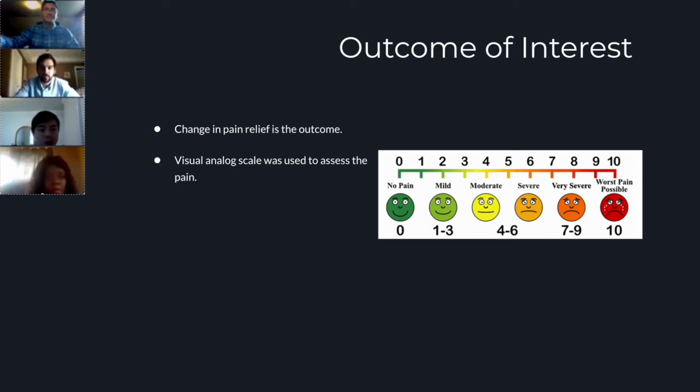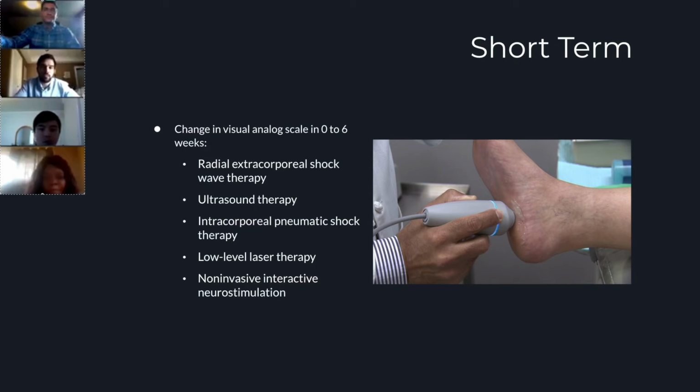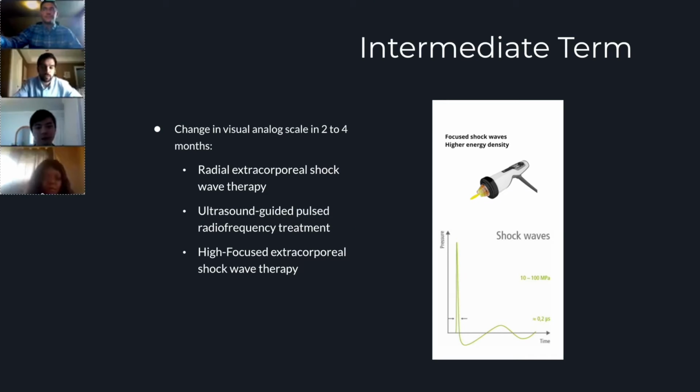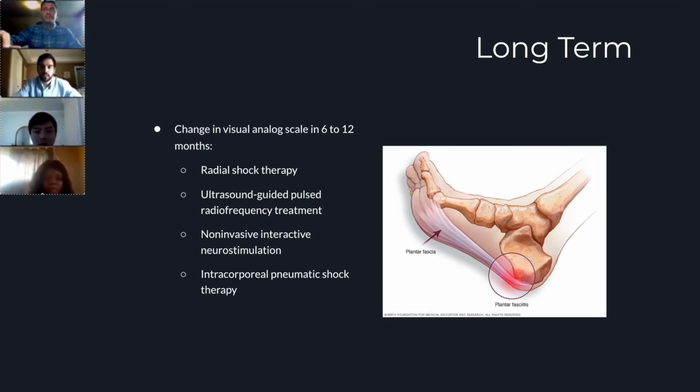Next slide. Now for short term, from 0 to 6 weeks, there were changes in the radial, ultrasound, intracorporeal pneumatic, low-level laser, and non-invasive interactive neurostimulation. Next slide. For the intermediate term, there was a change in radial, ultrasound radio frequency, and high focus extracorporeal. Next slide. Now for long term, again, that showed up from 6 to 12. There was a change in the radial shock, the ultrasound radio frequency, the non-invasive, and the intracorporeal pneumatic.